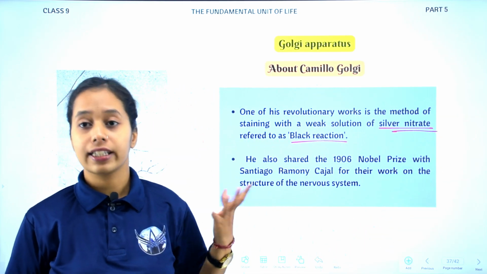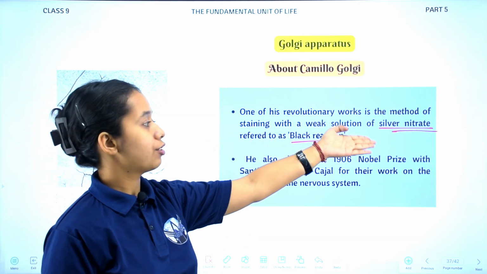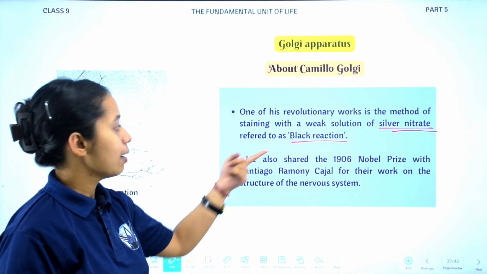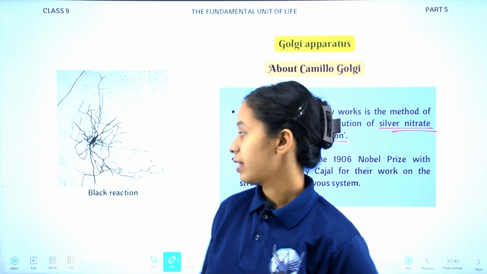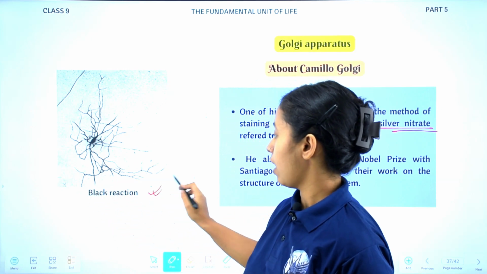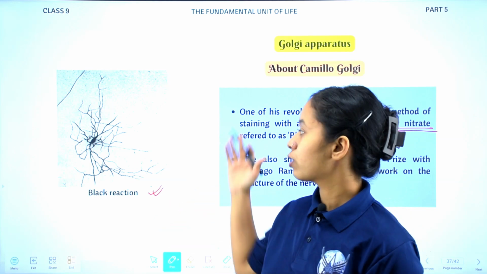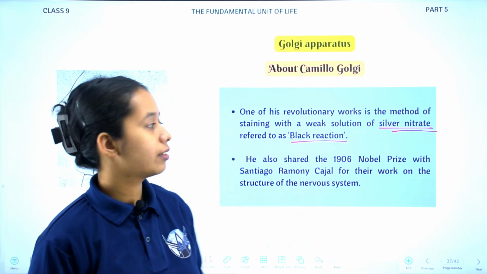The staining solution that is used is a weak solution of silver nitrate, and the entire staining method is known as black reaction. Okay, here I even added a picture. See, black reaction. This is how the specimen looks after staining. Okay, let us look at the next point.